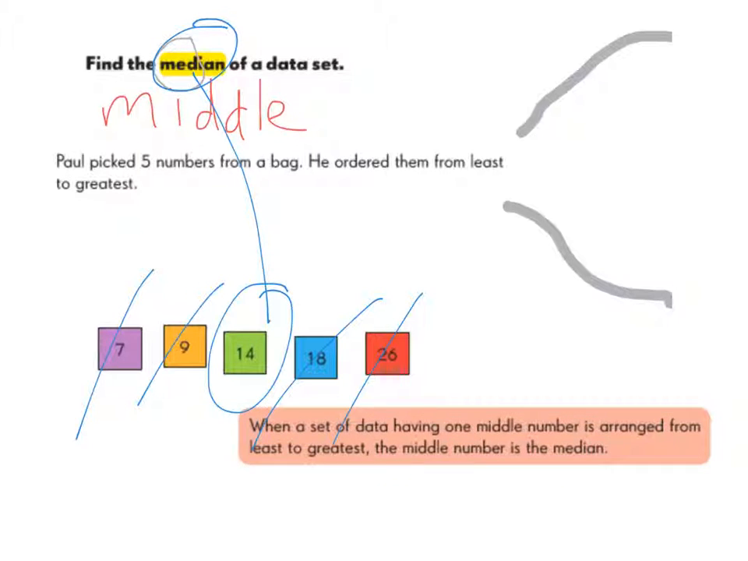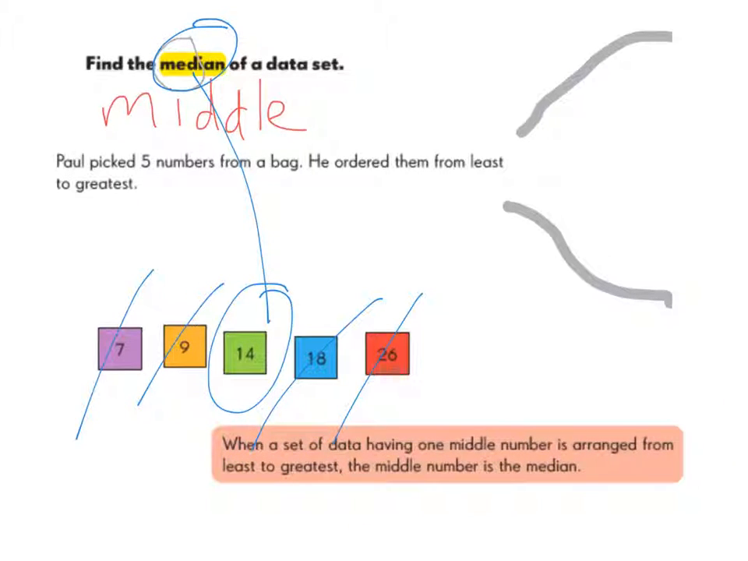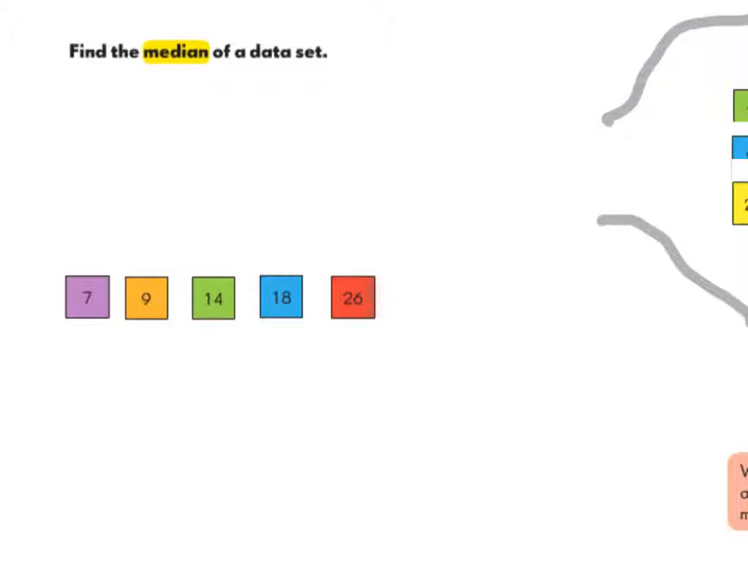So let's read the definition of median. When a set of data having one middle number is arranged from least to greatest, the middle number is the median. The middle number is the median. But what happens if you don't have a middle number? Well, here's our same set of data, and you can see that we have the bag over here again.